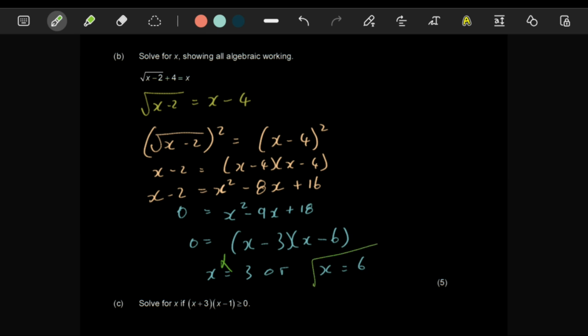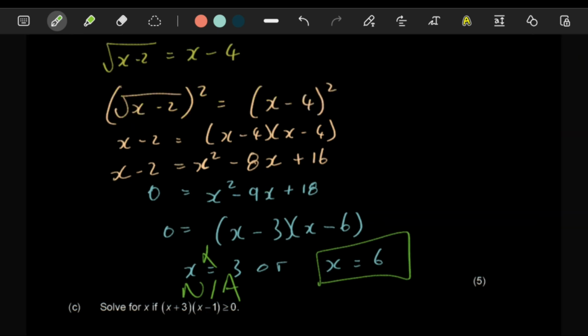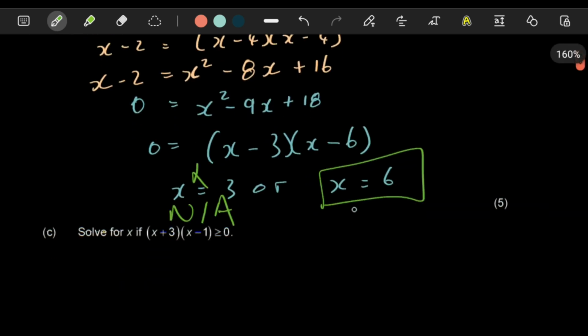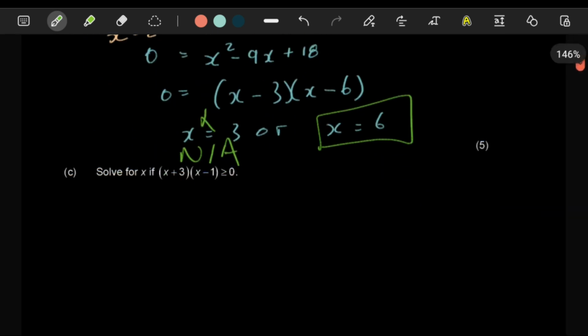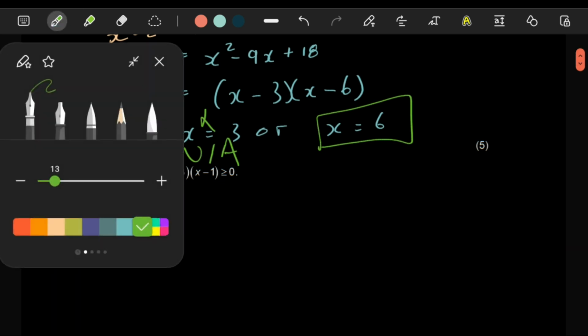So this is the only answer, you see. Here you can just put not applicable, because it doesn't balance out the equation. This is how you get your 5 marks. If you don't have not applicable here and you just left it, you only have 4, you see. That is why what we have said is very important.